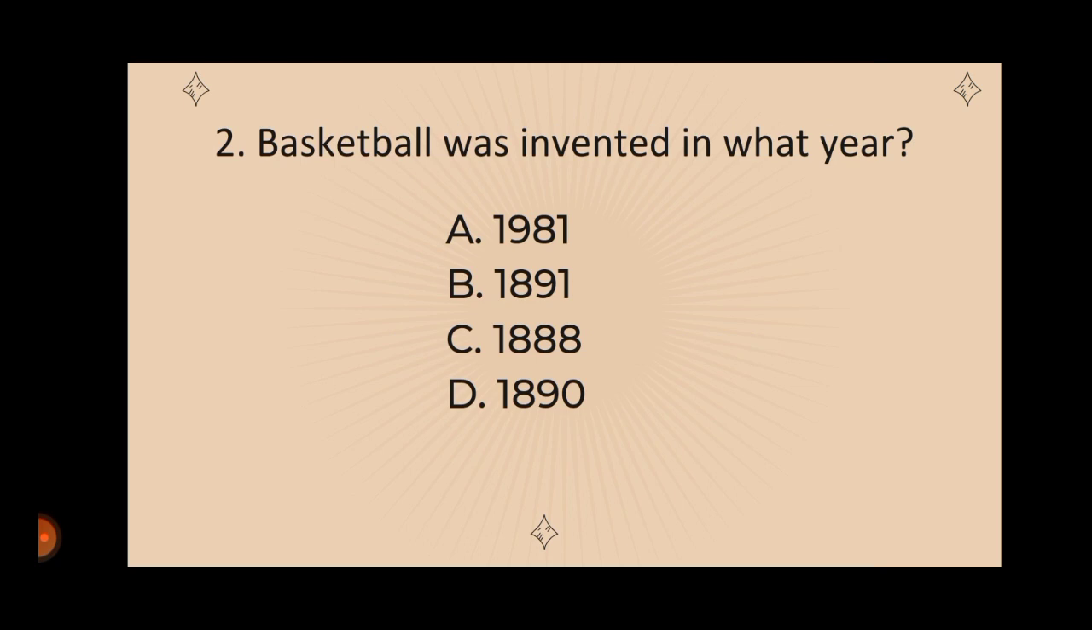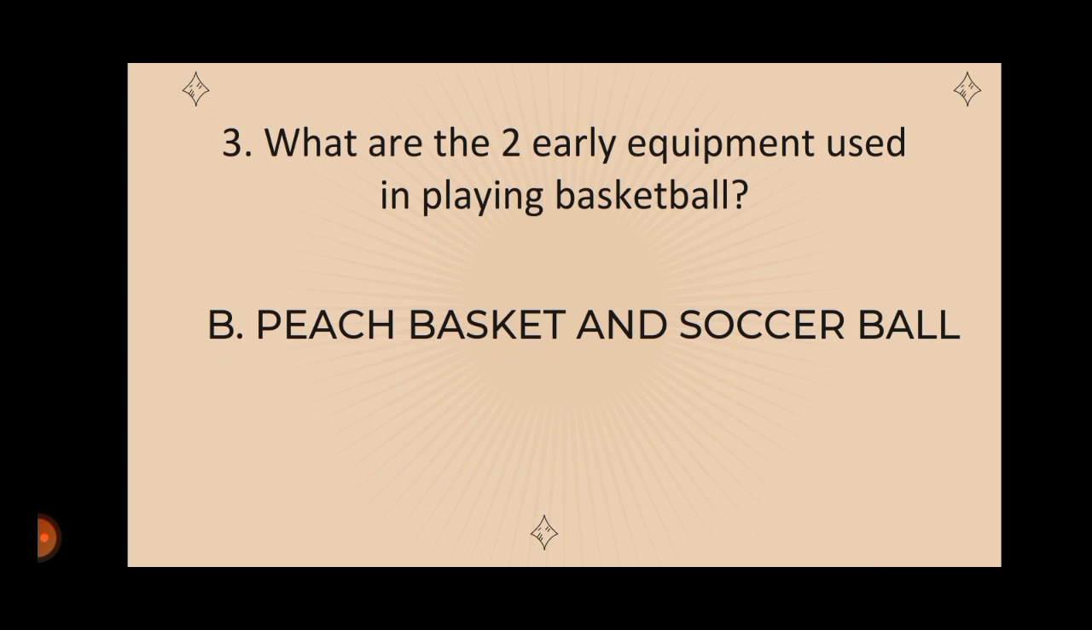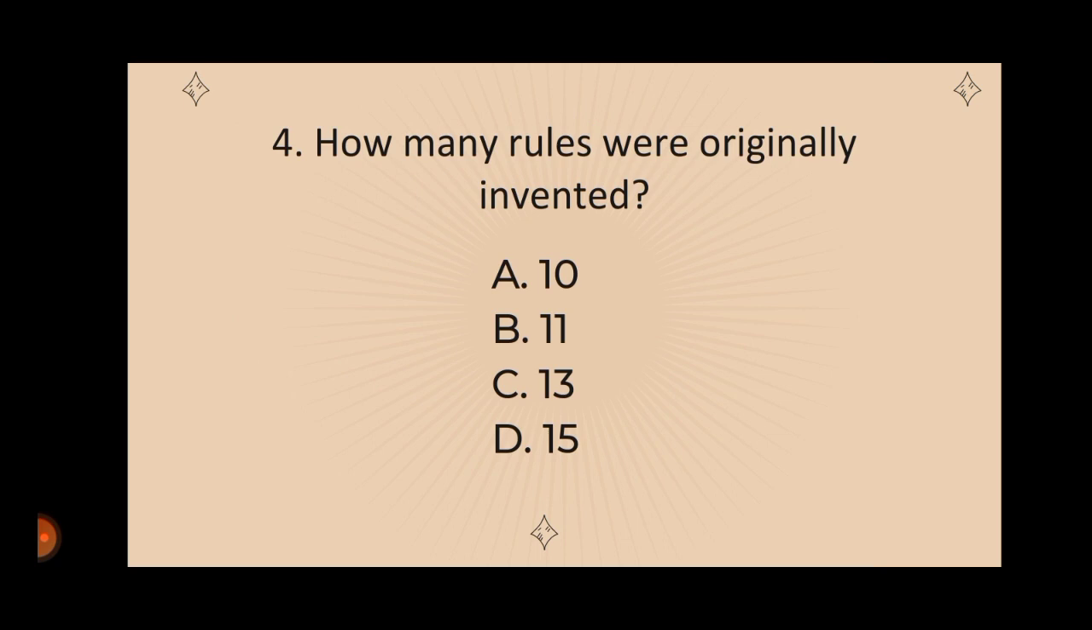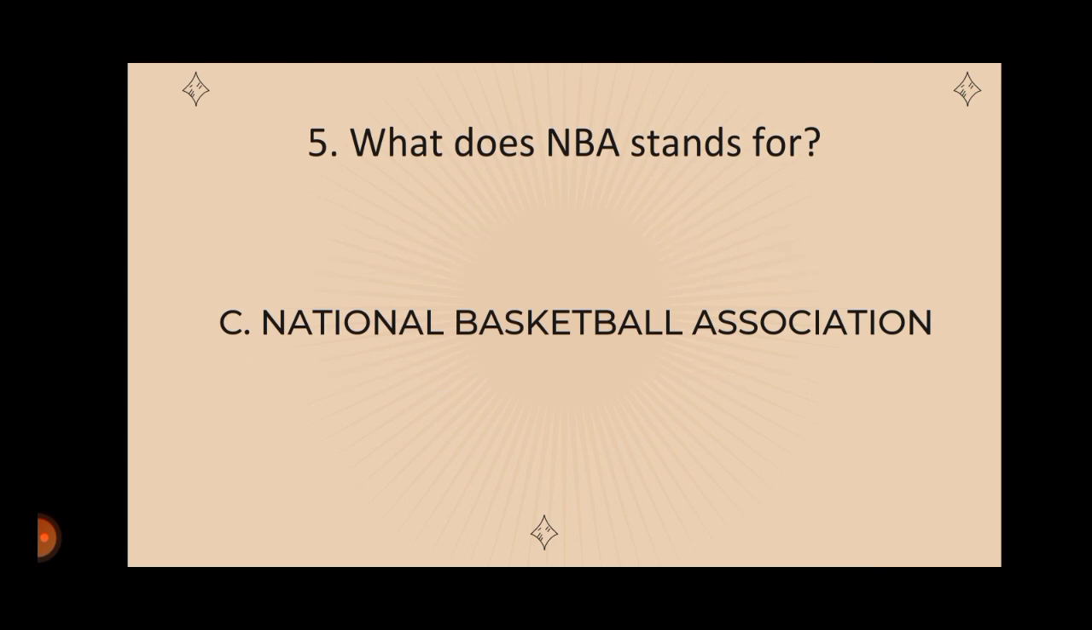Number 2. Basketball was invented in what year? That's correct. In the year 1891. Number 3. What are the two early equipment used in playing basketball? That's correct. Peach basket and soccer ball. Number 4. How many rules were originally invented? That's correct. Letter C. There are 13 rules. For the last number, what does NBA stand for? Alright, I hope you got all the correct answers. For number 5, National Basketball Association.